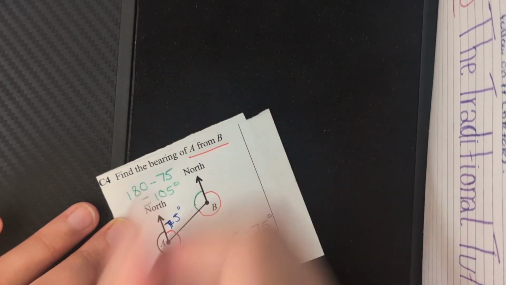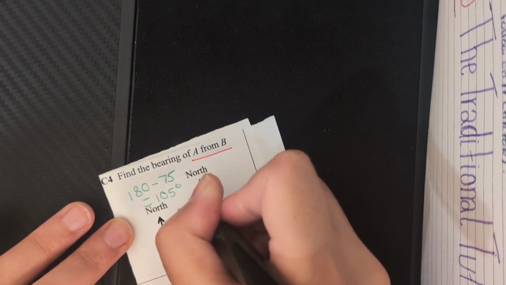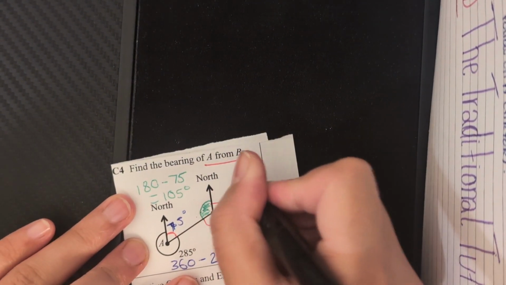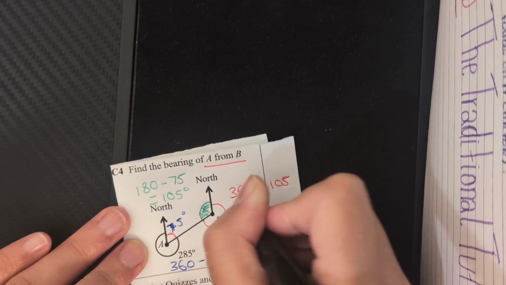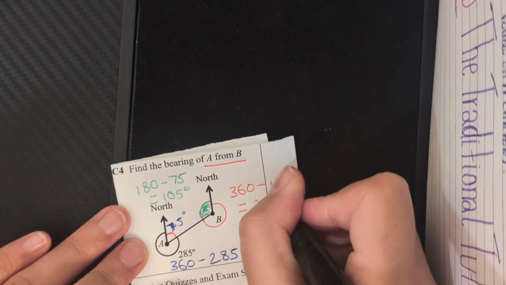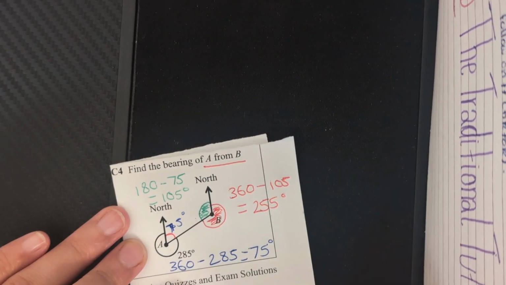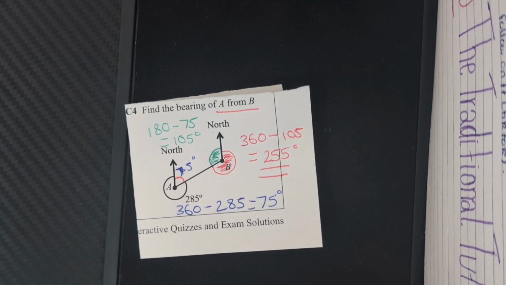105 degrees. And now that I know that this is 105 degrees, I can finally work out my missing angle, which is going to be 360 minus 105 degrees, which finally gives me 255 degrees. So that is this one over here. And because it's already in three figures, I don't really have to do anything to it. So that's my answer.